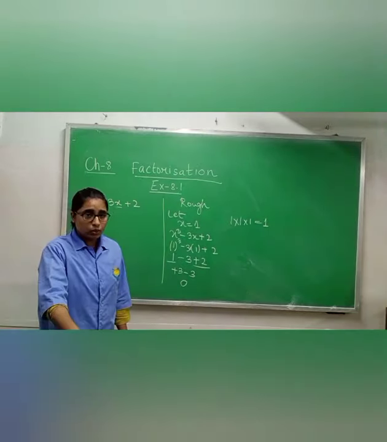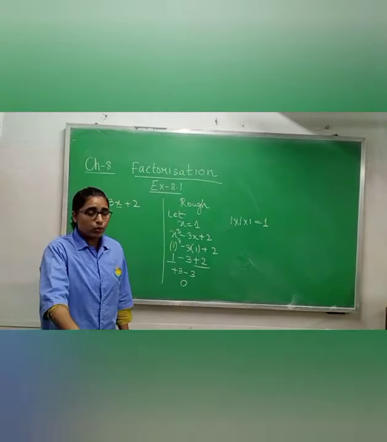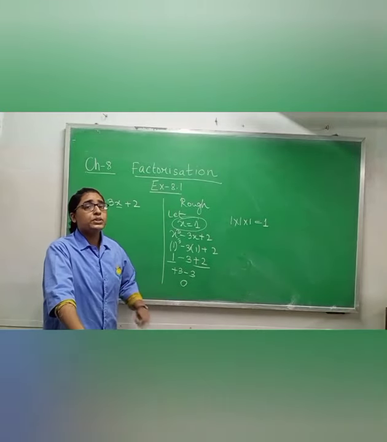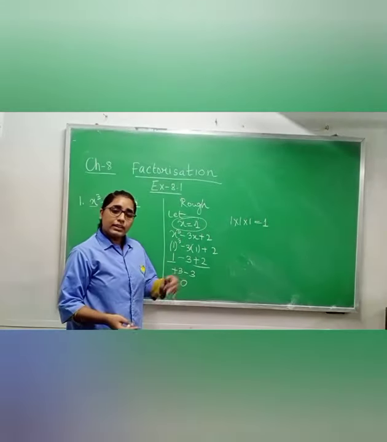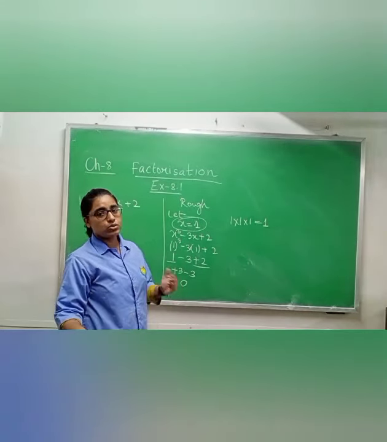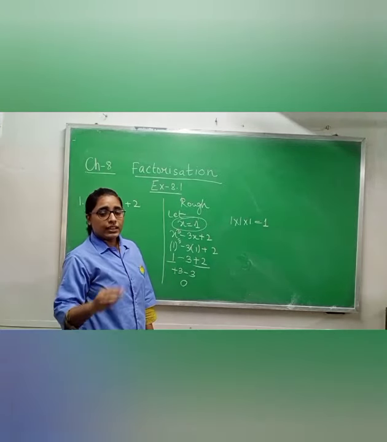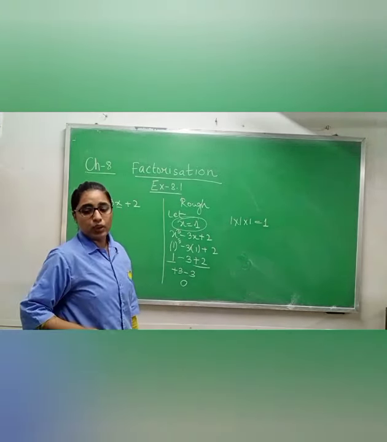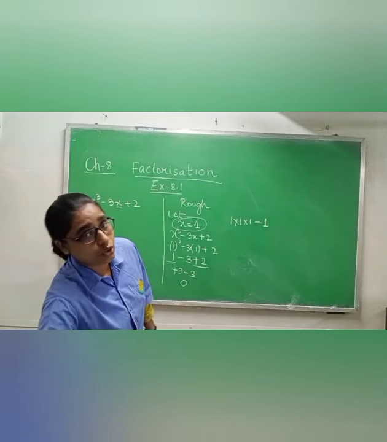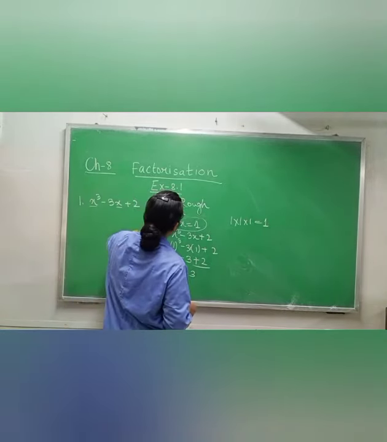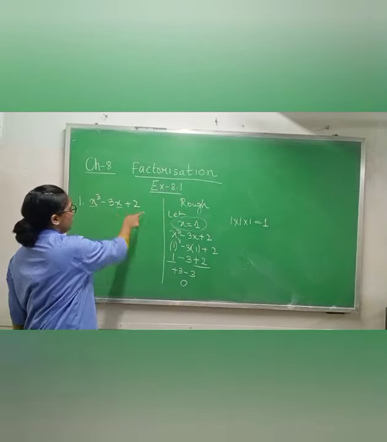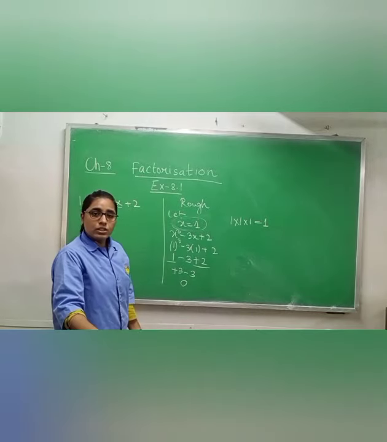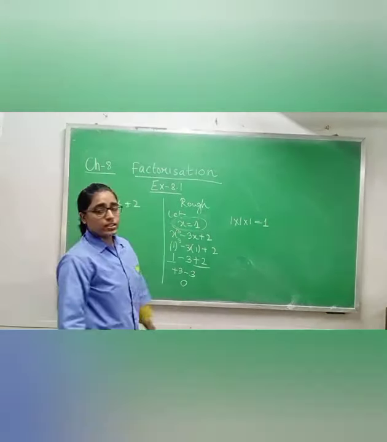If you are getting 0, it means you have to use this x equals 1 to factorize. If you do not get 0, then you will let x equals minus 1. If again it does not come 0, you have to let x equals 2 or x equals minus 2, and so on. You have to change the x value each time if 0 is not coming. But when I take x equals 1 and put it in x cube minus 3x plus 2, I am getting 0. It means we can use x equals 1.